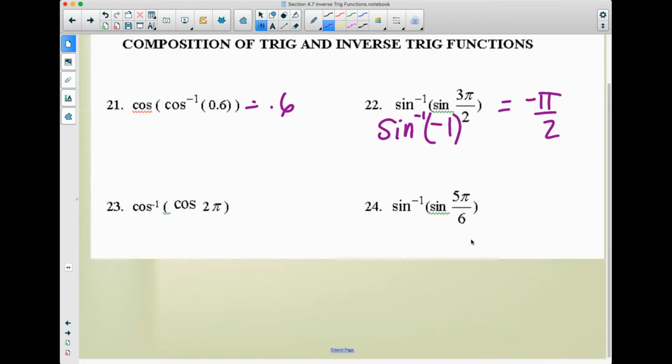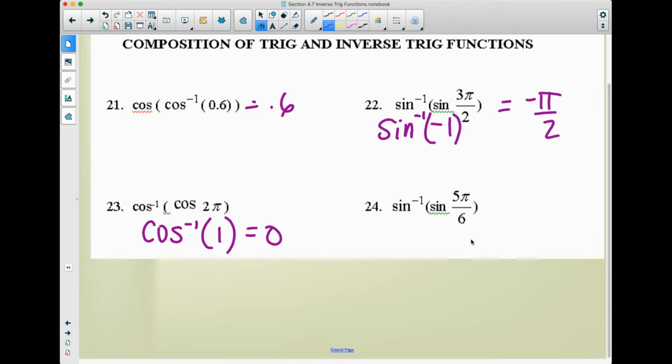What is cosine at 2 pi? 1. But where is cosine 1? 0. Oh, yeah.